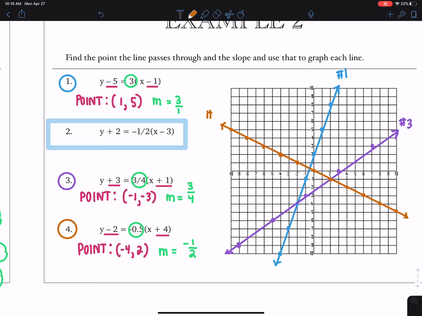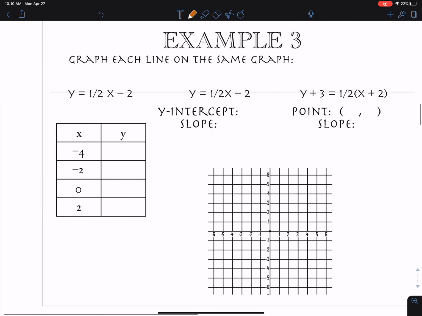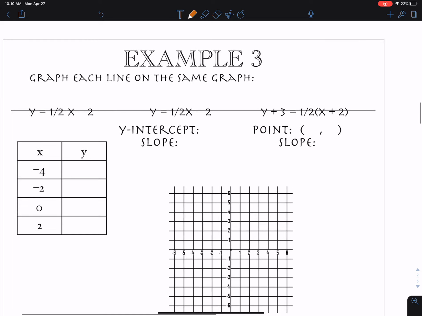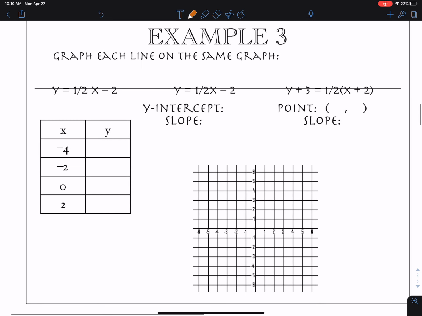And there is number 4. So that's graphing from point slope form. Example 3 I'm going to kind of explain, and then you can finish on your own. So notice the directions. They say graph each line on the same graph, and you have this graph right here to do that.